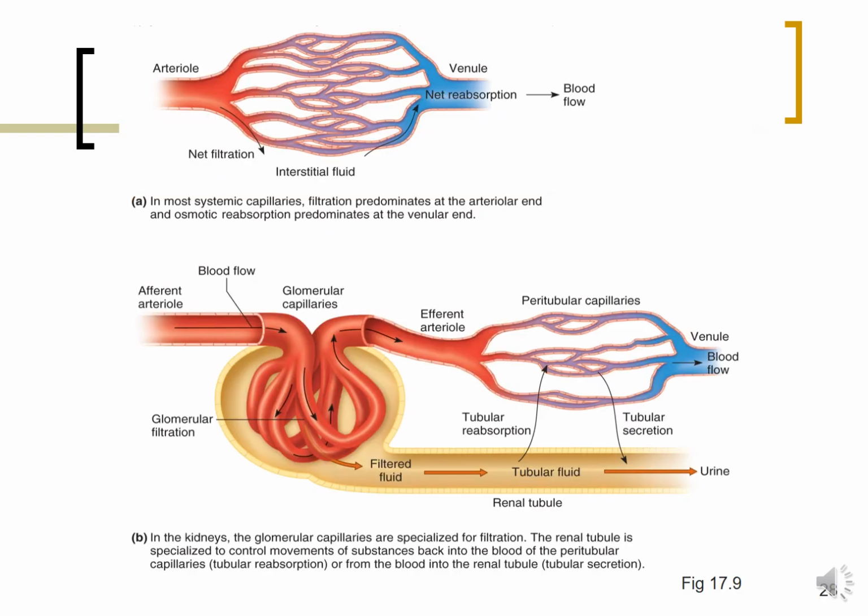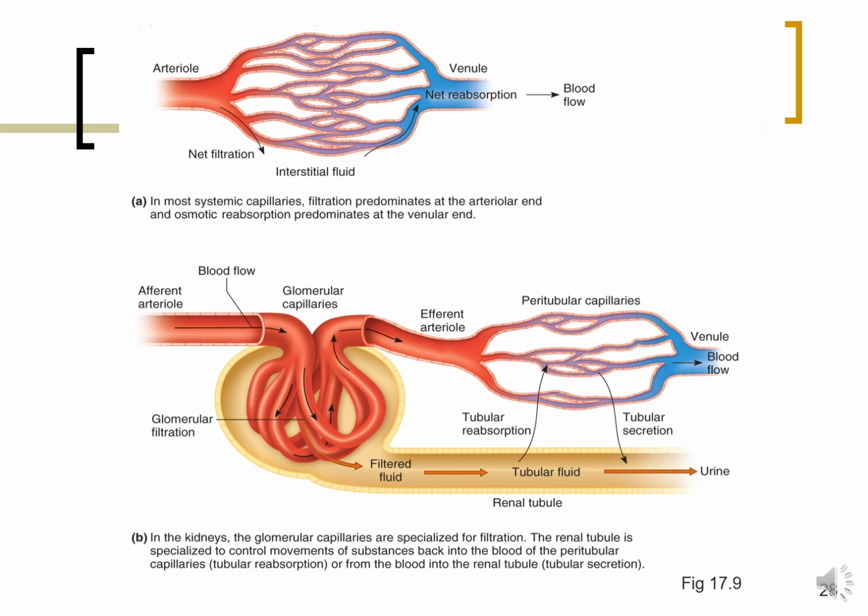This diagram shows filtration in a little bit more detail. Blood flows in through the afferent arteriole. The term afferent always means towards, where efferent means away. So this is a unique setup because the blood goes from an arteriole to a capillary to an arteriole to another capillary. Filtration occurs in the glomerular capillaries where small molecules are able to exit. That becomes the filtered fluid, or filtrate.